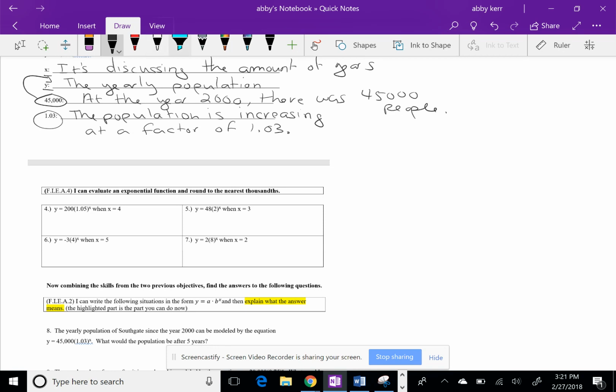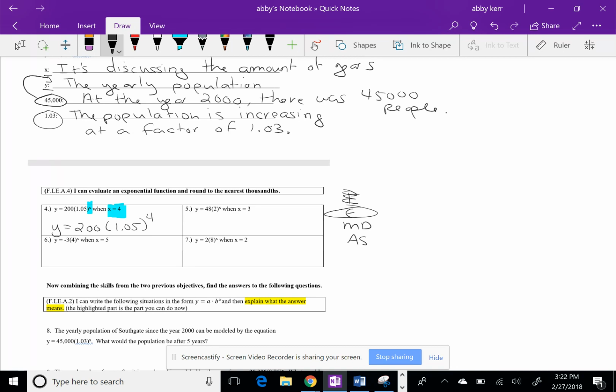So just like evaluating a function, what we did first semester when it was linear, we give you x equals 4. So you need to plug in a 4 wherever you see an x. So then y equals 200 parenthesis 1.05 raised to the 4th power. Now, a misconception. Students tend to do the 200 times 1.05 first and then raise it to the 4th, but you need to remember order of operations. There are no parentheses. However, you have to do the exponents first.